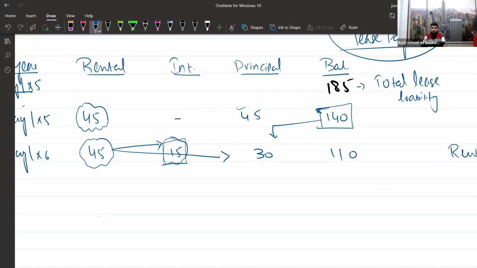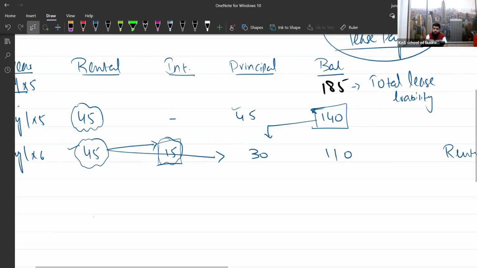Now, what will happen? Out of this, you are going to pay off the rental amount in the next 12 months. And what amount will you be paying? You will be paying 45,000 as the rental amount. That is the rental you will be paying on the very next day.